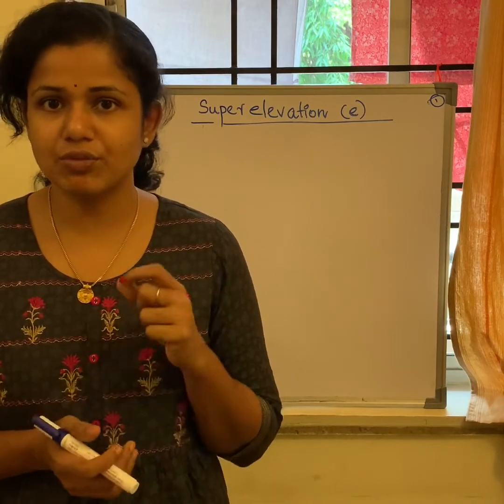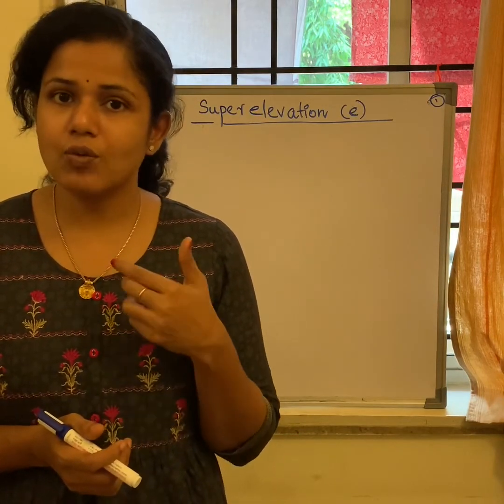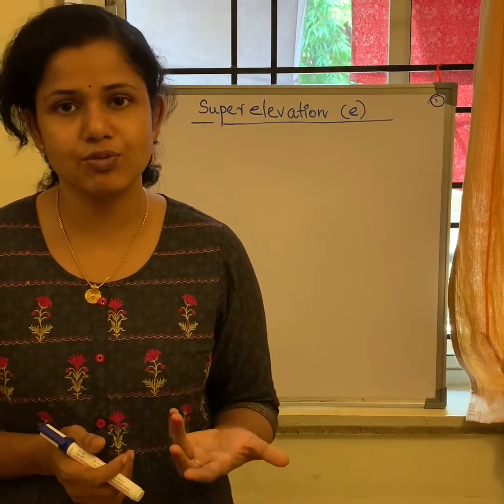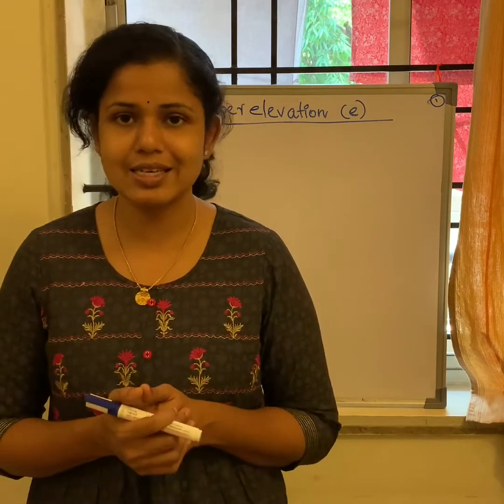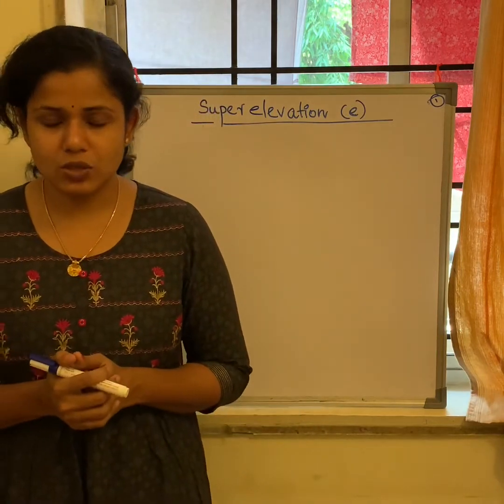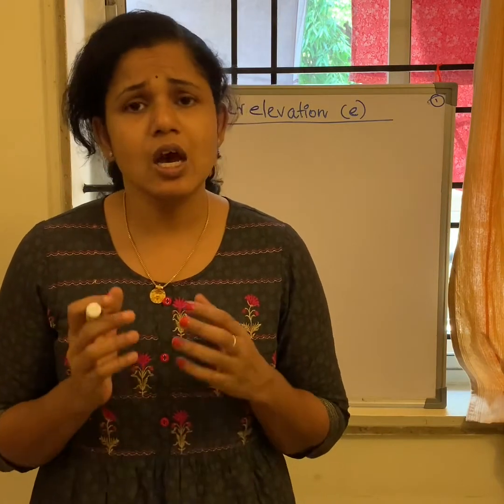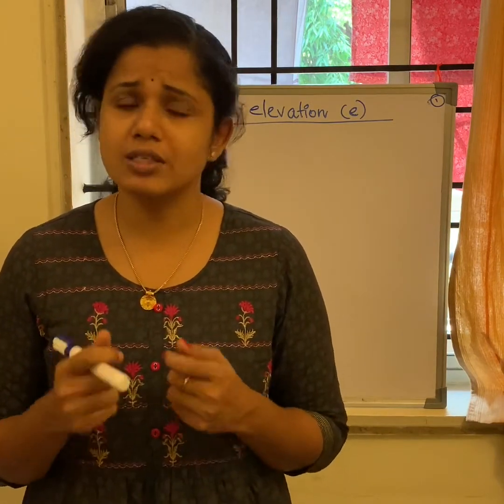We could derive the centrifugal ratio and what the limit of the centrifugal ratio should be in order to avoid overturning as well as lateral skidding. This is what we summarized. So in today's class, we are going to see how, in practice, we are able to counteract the centrifugal force, especially on horizontal curves.